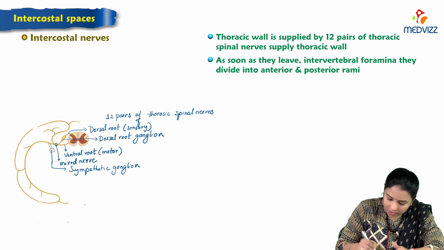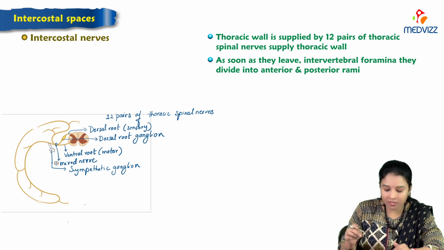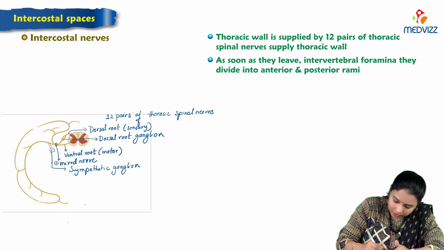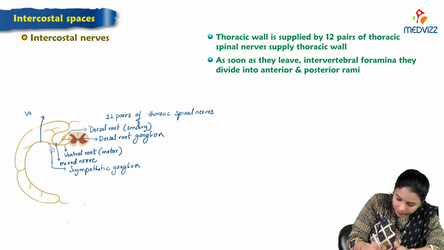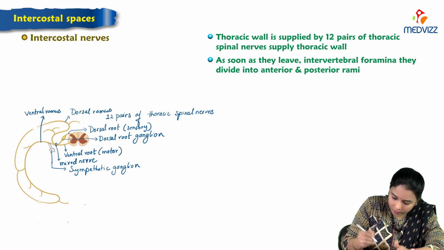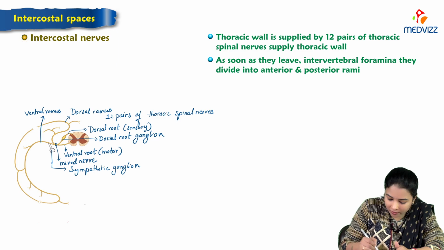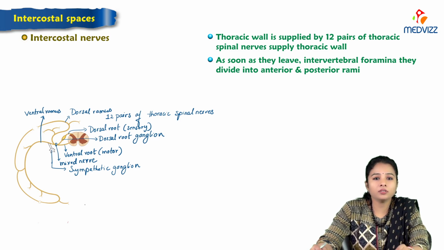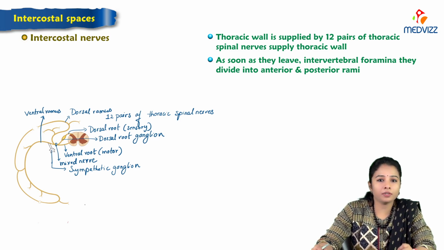So once the spinal nerve forms the mixed nerve, it divides into the ventral ramus, this is the ventral ramus, and here is the dorsal ramus. And the sympathetic ganglion communicates with the ventral ramus with the grey rami communicantes. So as soon as the nerve comes out through the intervertebral foramina, it divides into ventral and dorsal rami, otherwise called anterior and posterior rami.